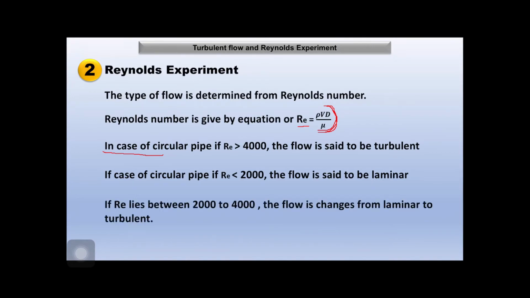And if the Reynolds number value lies between 2000 to 4000, the flow changes from laminar to turbulent, or else we can also call it a transition phase of the flow, while the flow is transitioning from laminar to turbulent flow.